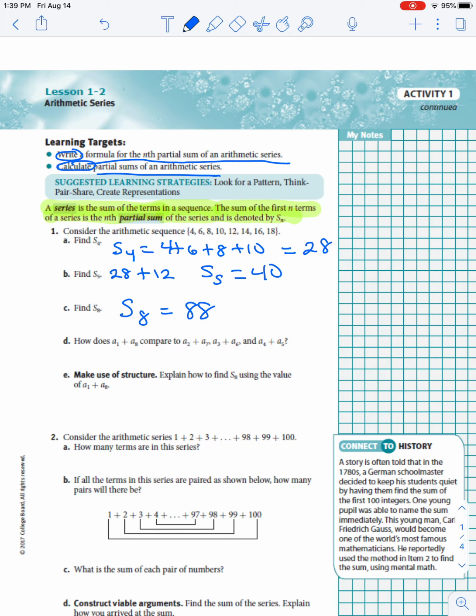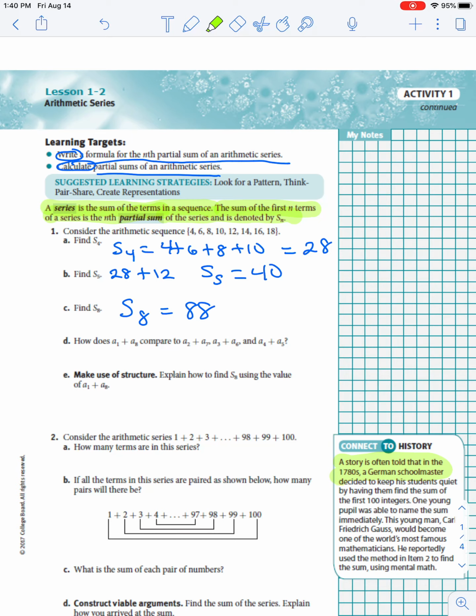All right, now we're going to do some of that developing of the formula like we did in the last lesson. We want to develop a formula that will allow us to find these sums quicker than when we just add up the first 8 terms, because maybe we want to find the sum of the first 100 terms, like a teacher from the 1780s. So if you look down at the bottom, you see the Connect to History. There is kind of a fun story there.